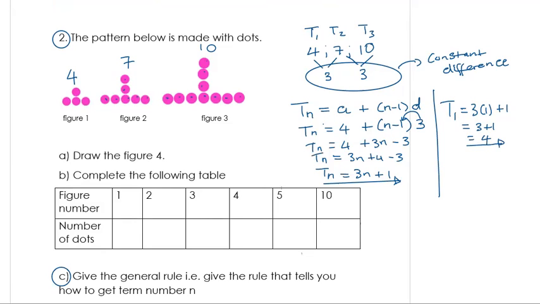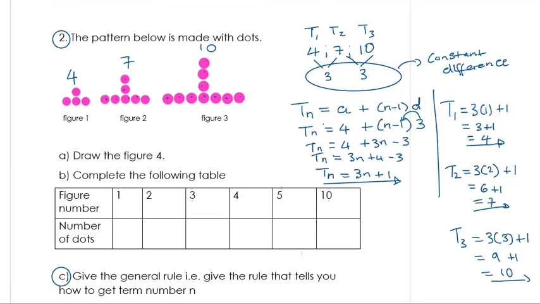The first term is 4. For term number 2, we're going to say that is 3 times 2. Instead of n, we put 2, then plus 1, which is 3 times 2 is 6, and then you add 1, you get the answer 7. So we are right by that one. We can see that figure 2 there has 7 dots. And then for term number 3, this is going to be 3 times, instead of n, we put 3, plus 1, and that gives us 9 plus 1, which gives us 10. So we are right about that.